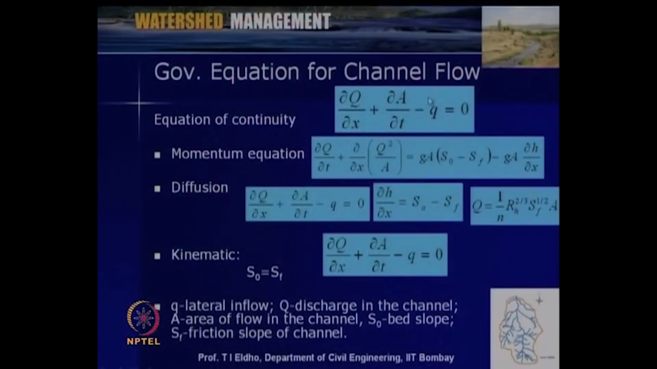Then the other component is the channel flow. Here in this slide you can see the governing equations, which we also discussed in the last lecture, as far as channel flow is concerned. As far as the watershed is concerned, we separate it into overland flow and channel flow. So, this is the overland and this is the channel. For channel flow, the various overland flow components will be joining the channel, and then we have to route the flow through the channel.